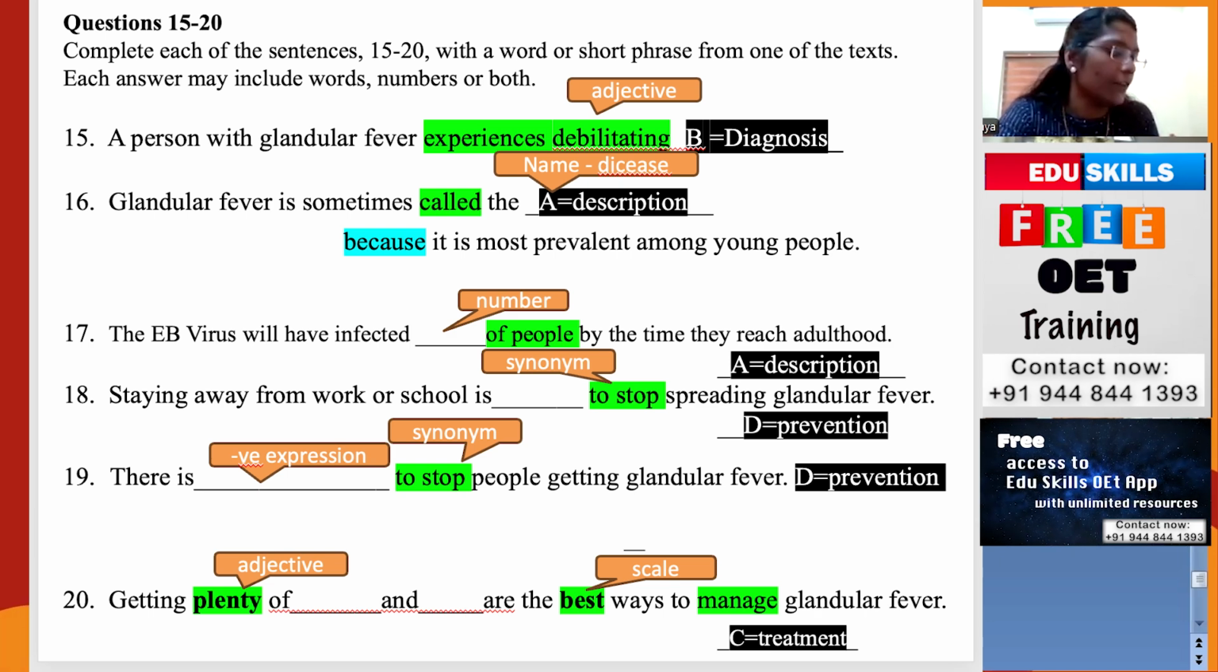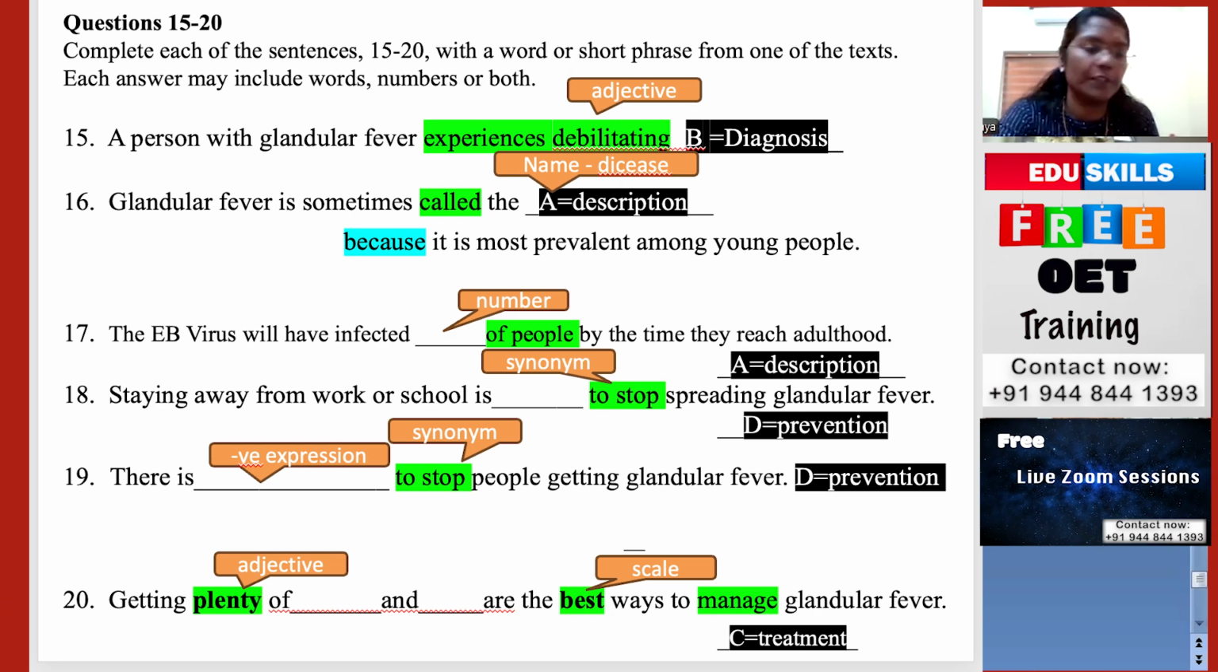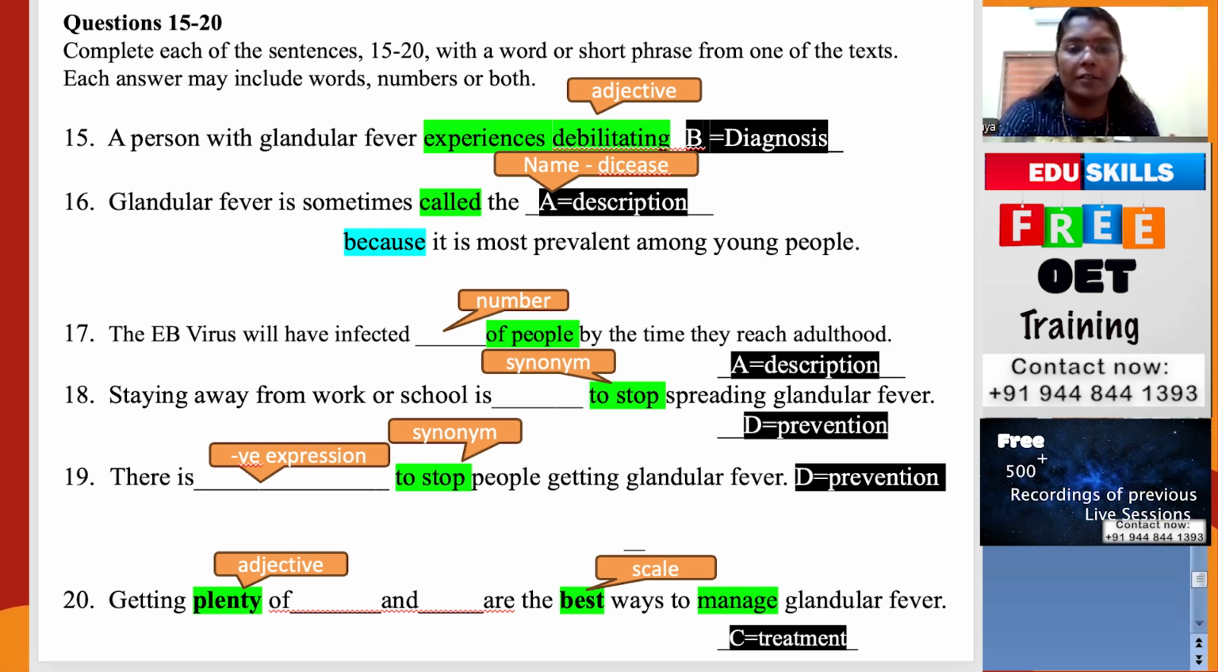Which is the first one? Ways to avoid getting glandular fever. This is the bullet point we can see. So our answer is D. We have already confirmed that there is no confusion about that.